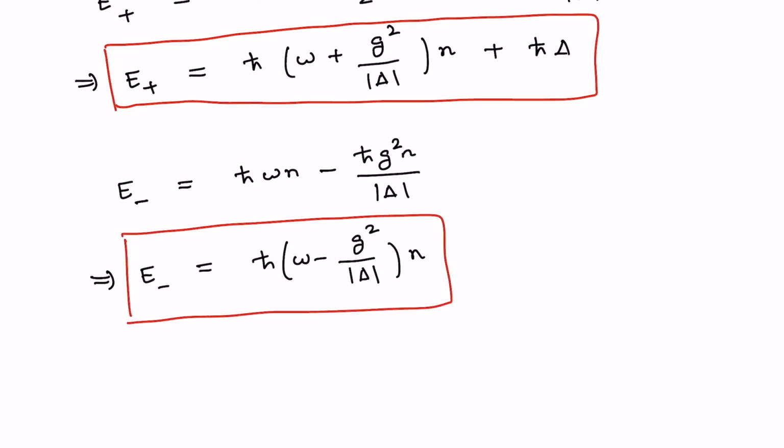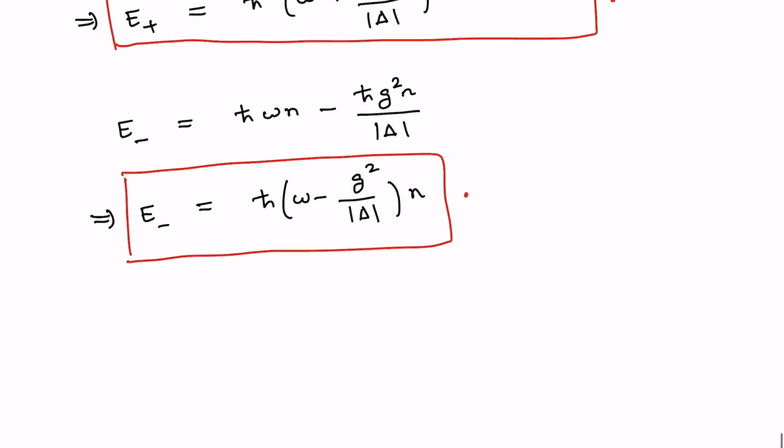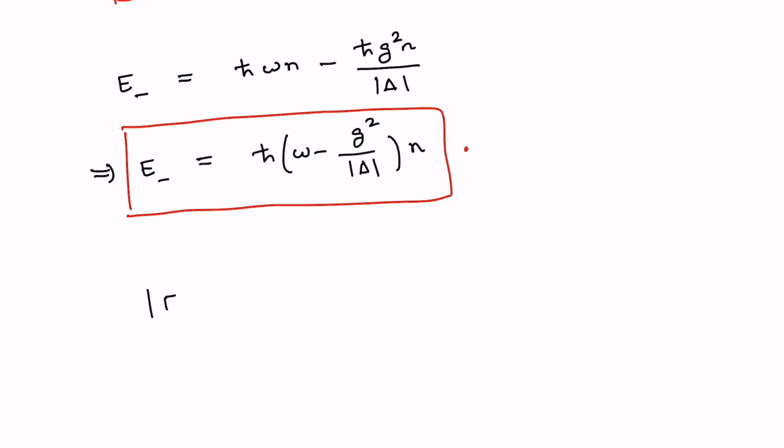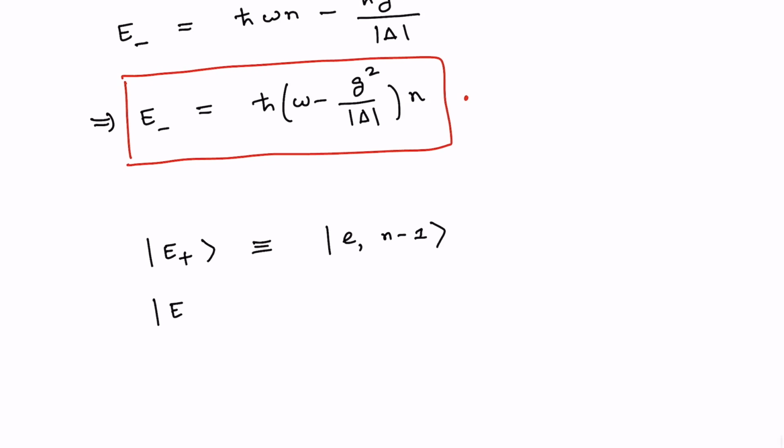If you look at these two terms carefully, you see E plus corresponds to the excited energy state, the case when the atom is in the excited state, and E minus corresponds to the case when the atom is in the ground state. To a good approximation, I can take the energy eigenstate ket E plus to be the atom in the excited state with one less quanta in the field, and ket E minus as the atom in the ground state with n quanta in the field.